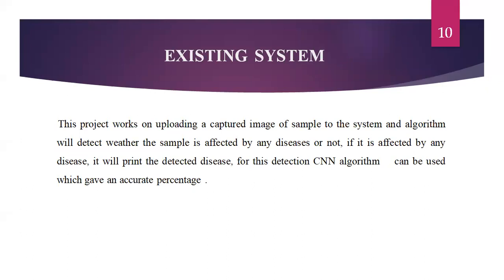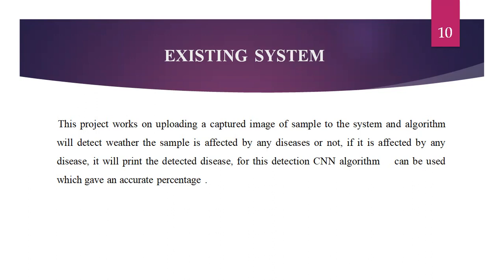The existing system of our project. This project works by uploading a captured image of a sample to the system and the algorithm will detect whether the sample is affected by any disease or not. If it is affected by any disease, it will print the detected disease. For the detection, the CNN algorithm can be used, which gives an accurate percentage. First, we have to upload the captured image of a sample to the system. Then the CNN algorithm will detect whether the sample is affected by any disease or not. If it is affected, it will print the detected disease. For this detection, we are using the CNN model because it gives high accuracy.